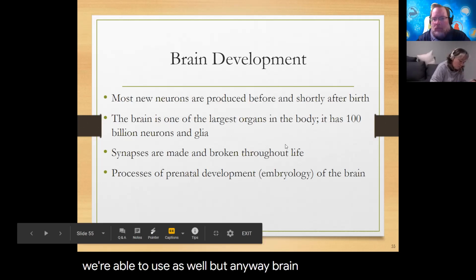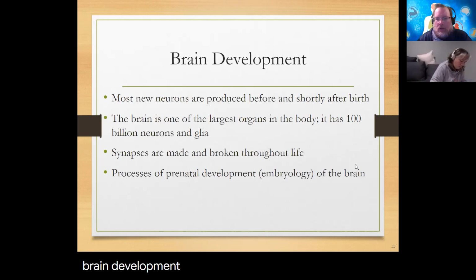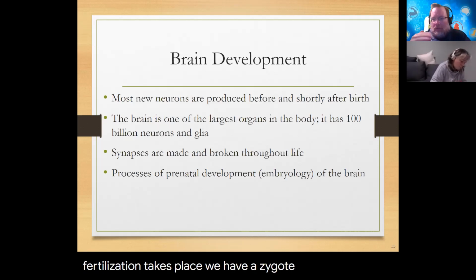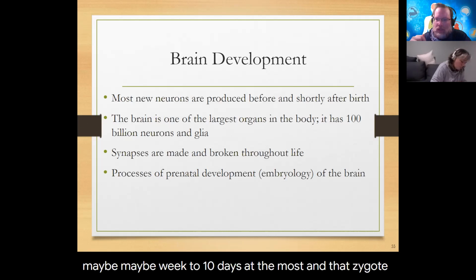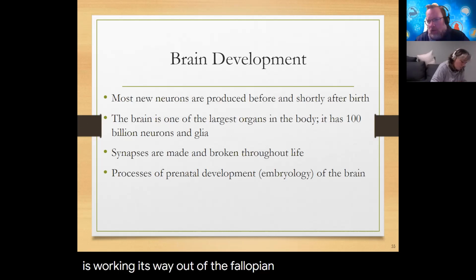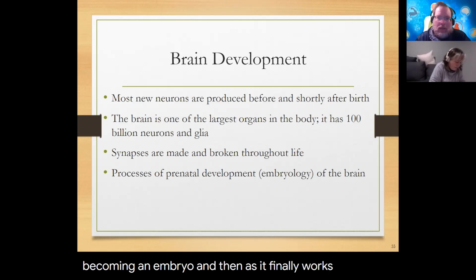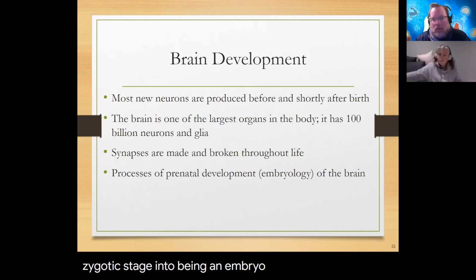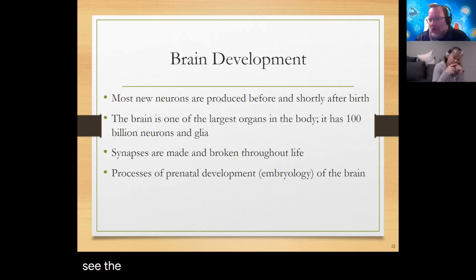But anyway, brain development starts pretty early on. When fertilization takes place, we have a zygote for the first maybe week to 10 days at the most, and that zygote is working its way out of the fallopian tube en route to becoming an embryo, and then finally implanting itself into the uterine wall. Well, during that zygotic stage into being an embryo, we're already starting to see the beginnings of a nervous system.